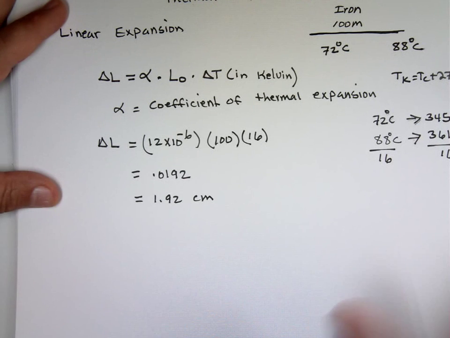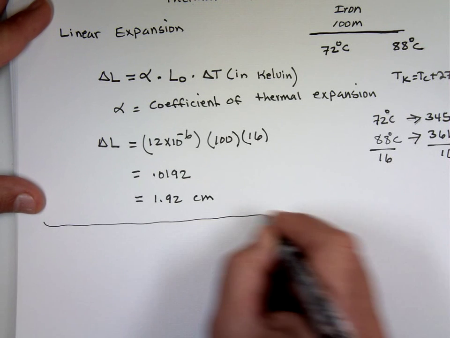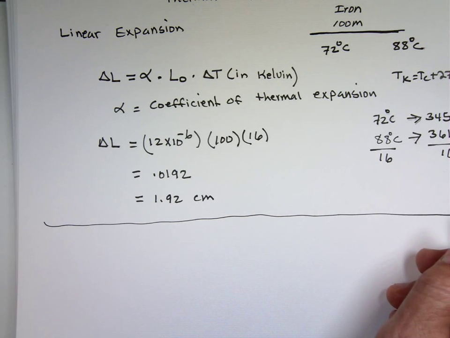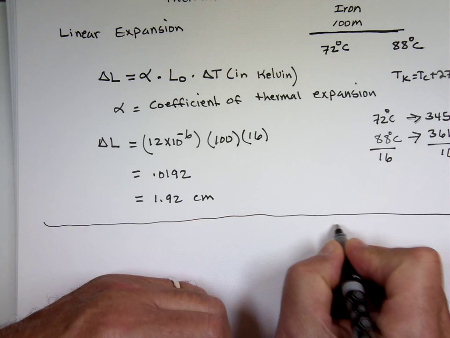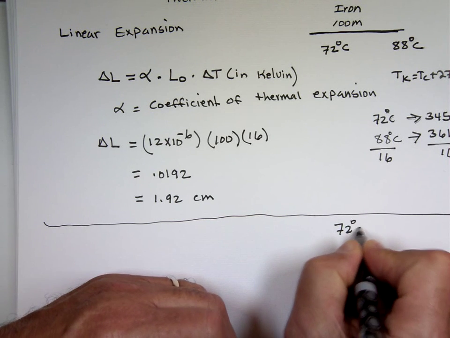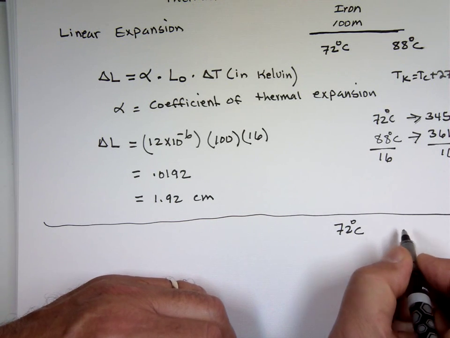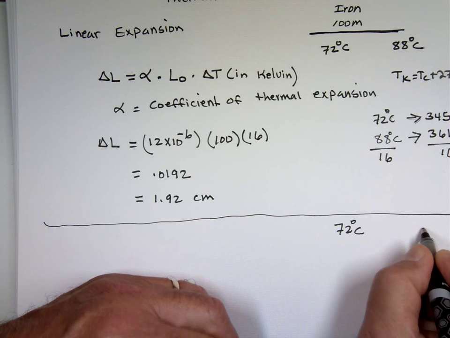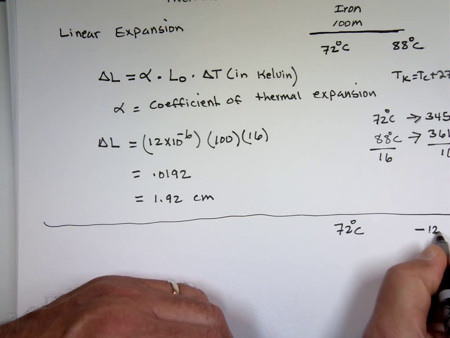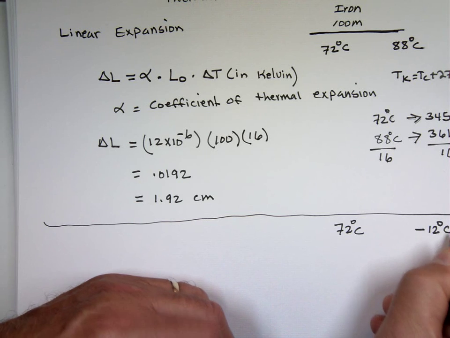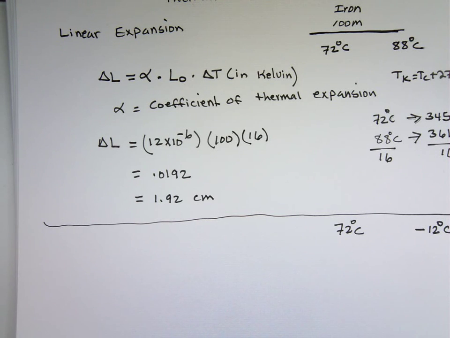Now the same one, we'll use the same track here. It's 72 degrees right now. But let's assume for some reason, I'm not sure why, tonight's temperature is going to be minus 12 degrees. Instead of expansion, what's going to happen to it? It's going to shrink.